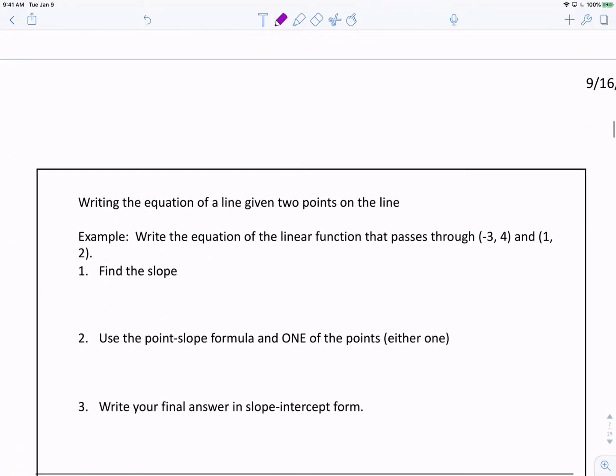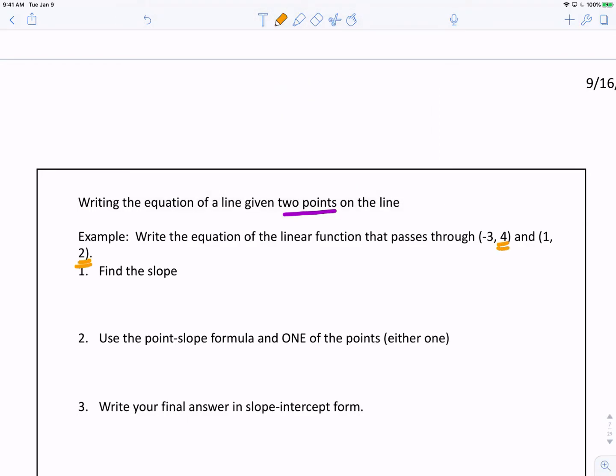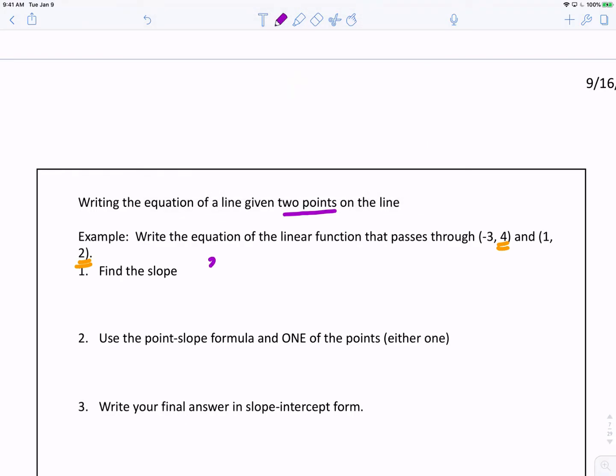Let's take a look now at how to write the equation of a line when you're given 2 points. For example, write the equation of the linear function that passes through (-3, 4) and (1, 2). So the very first thing you need to do is find the slope. Remember, slope is change in y. So here are our y coordinates, and we're going to start by subtracting those. So we're going to have 2 minus 4 over, and now we'll subtract the x coordinates, 1 minus -3. That gives us -2 over 4, or in other words, -1/2.